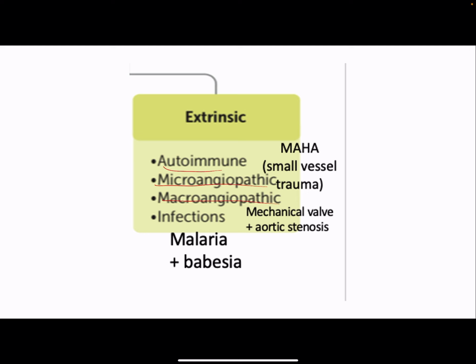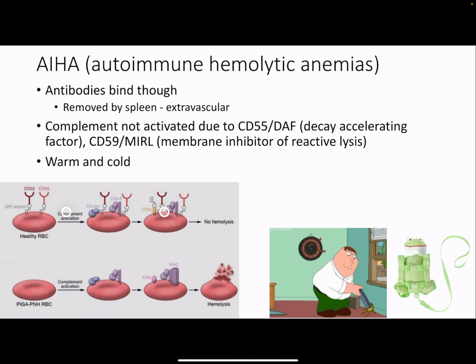So extrinsic causes: autoimmune, microangiopathic, macroangiopathic, small vessels, large vessels, and infections like we talked about. So autoimmune antibodies will bind, and they will typically be removed by the spleen. Remember that it's hard to grab onto this frog, but if we put this leash on it, it's easier to grab. The leash is the complement protein C3, which macrophages can grab on more easily.